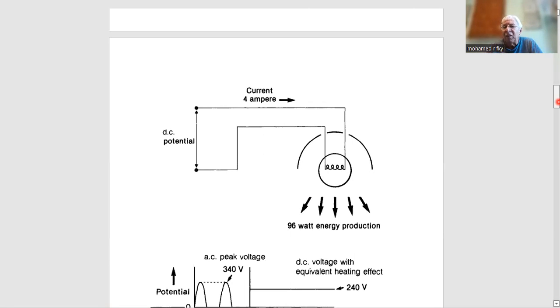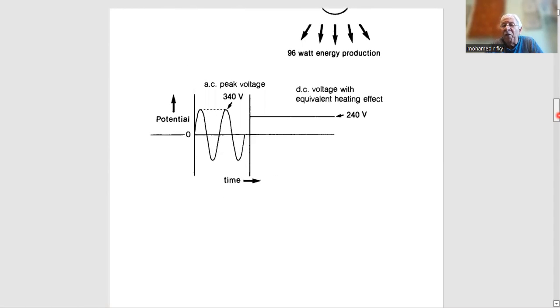So we have a circuit, as you can see, with a direct current. This direct current creates a current of 4 ampere. I'm sorry, and this circuit creates a power, which in this example is 96 watt. So we have 4 ampere and 96 watt. Whenever I divide both of them, I yield 24, which gives us the amount of volt, which is the potential difference.